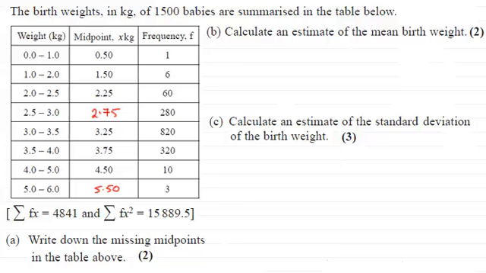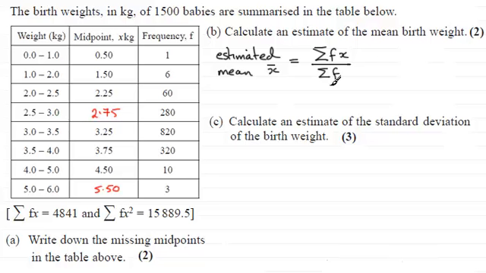So the next part, in part B then, we've got to calculate an estimate of the mean birth weight. So the estimated mean, we'll just have an intro here. It's not the true mean purely because we are working with continuous data and it's in class intervals here. So I'm just going to write estimated mean, and that estimated mean I'll call x bar, and it's going to be equal to the sum sigma of fx all divided by sigma f. Okay, formula we should be familiar with.